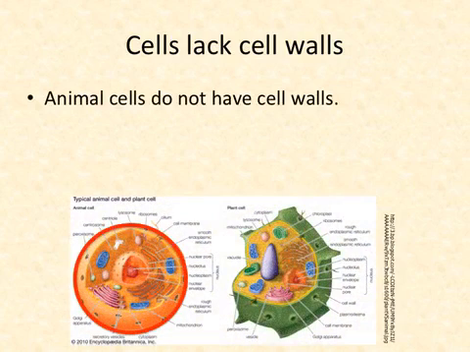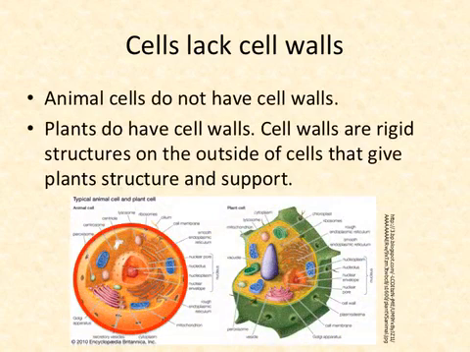Animal cells do not have cell walls. Plants do have cell walls. The cell walls are rigid structures on the outside of cells that give plants structure and support. And the cell walls on plants are what makes plants crunchy. Like when you bite into a carrot, the cell wall is what's making that crunching sound when you break through the cell wall.